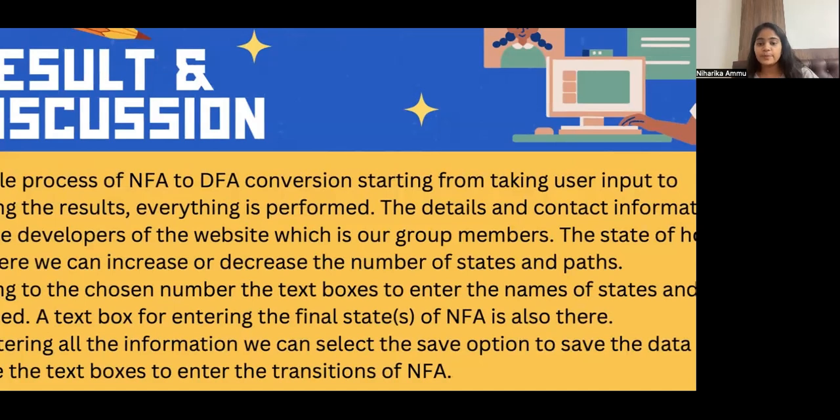everything is performed. The details and contact information about the developers of the website, which are our group members, are shown. On the home page, we can increase or decrease the number of states and paths. According to the chosen number, the text boxes to enter the names of the states and paths are formed. A text box for entering the final states of the NFA is also there. After entering all the information, we can select the save option to save the data and generate the text boxes to enter the transitions of the NFA.